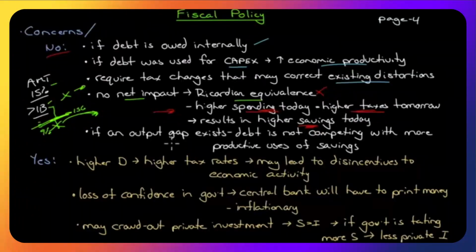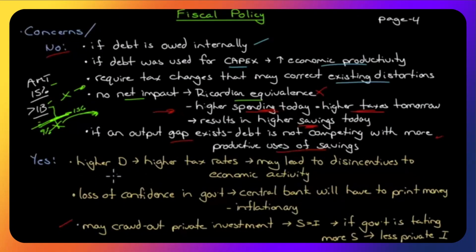If an output gap exists, debt is not competing with more productive use of savings. And we will talk about crowding out when we get down here. There would be no crowding out effect up here. Let's look at why we should be concerned about debt.